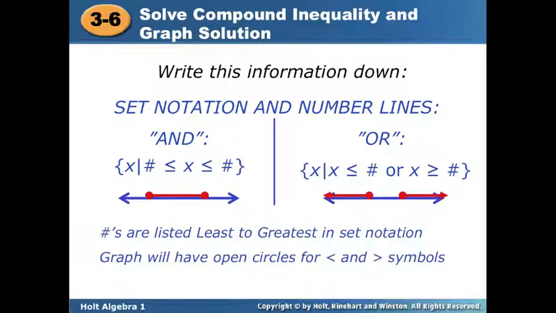Also copy these to your notes. All numbers in set notations are listed least to greatest. Also, the graph will have open circles for less than and greater than symbols. You see in our example, we have closed circles because it says it's equal to. But it will have open circles for just a less than or greater than symbol. Pause the video at this time if you need to continue copying this information.